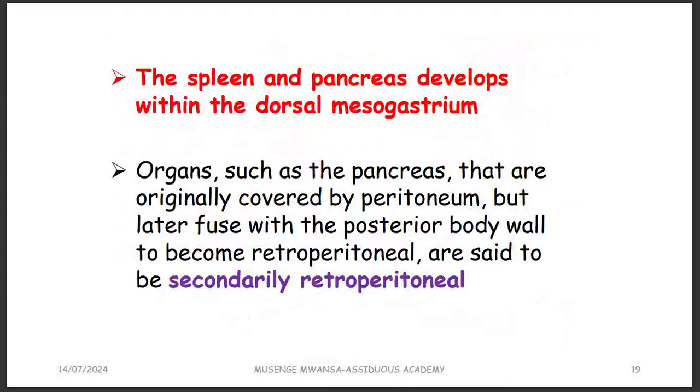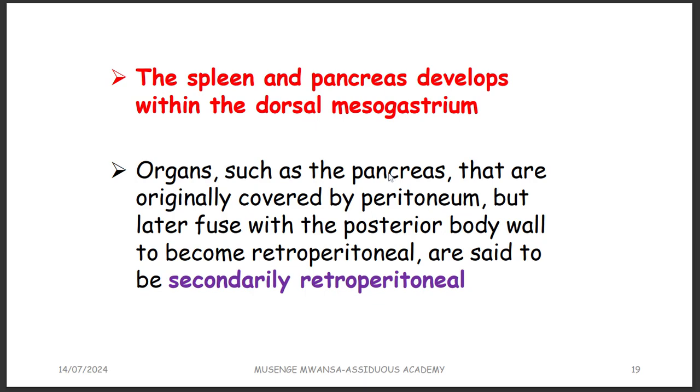The spleen and the pancreas are going to develop from within the dorsum. Please take note. In the ventral mesentery, we had the liver developing there. The dorsal mesentery, specifically the dorsal mesogastrium, is where the spleen and the pancreas will develop.